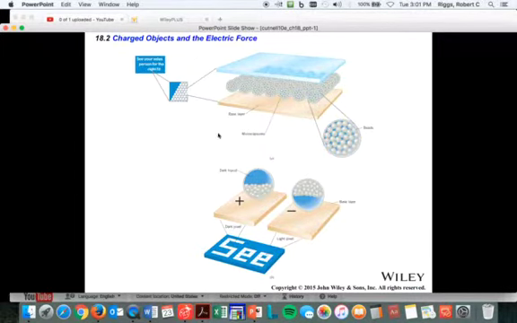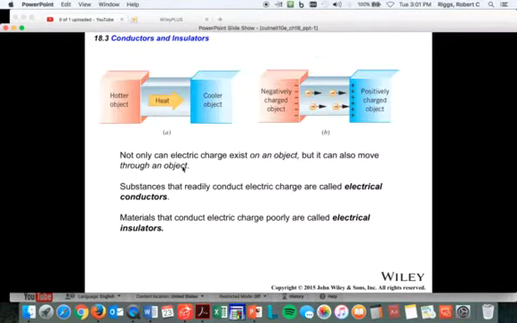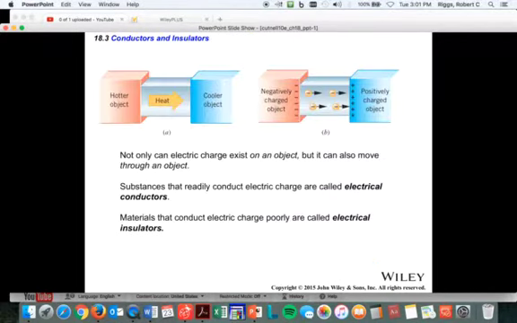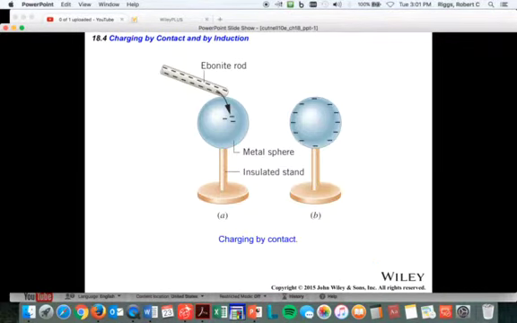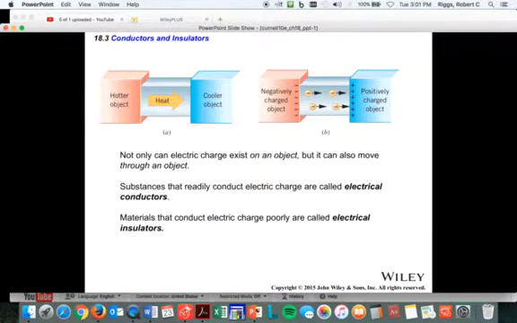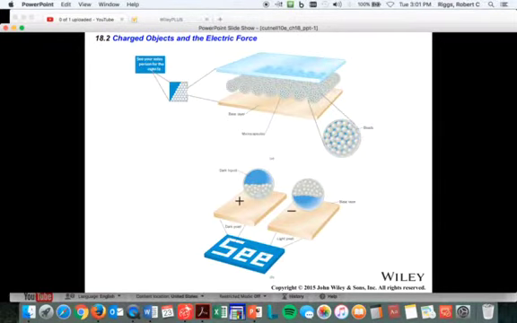Charged objects and electric force. Okay, this is kind of how ink. So you're a salesperson for the right fit. But anyway, I don't even know why that's in there. Not only can an electric charge. Oh, wait, I got way ahead of myself. Contact by induction. Oh, sorry. Conductors and insulators. I forgot to talk to you about all this stuff.